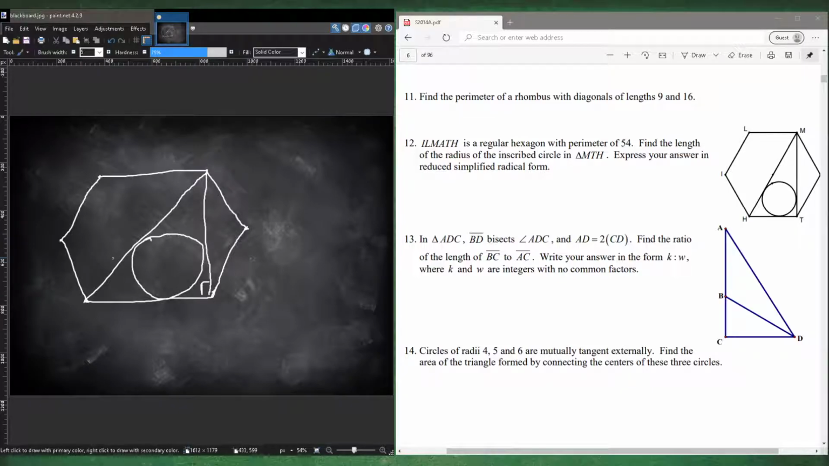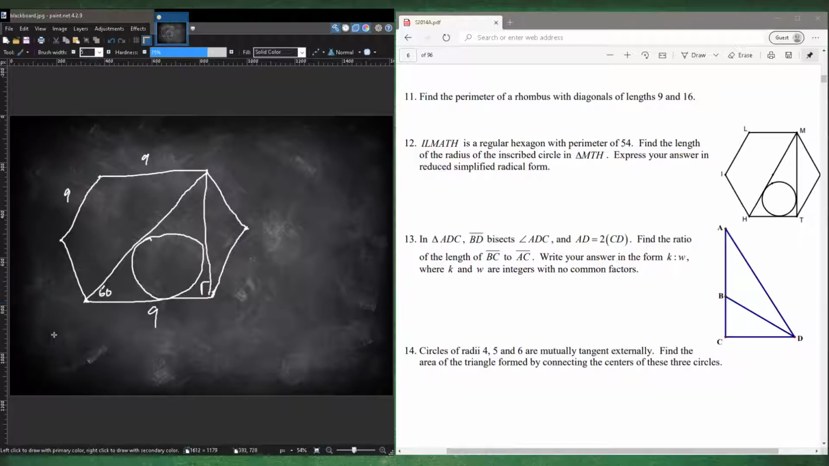Okay, so we have a perimeter of 54. That means it's a hexagon. We divide by 6. That means each of these sides has length 9. I'm not going to label all of this, but basically this is 9. So what you need to know is that you ignore everything but the hexagon and this line cuts right in half of this shape.